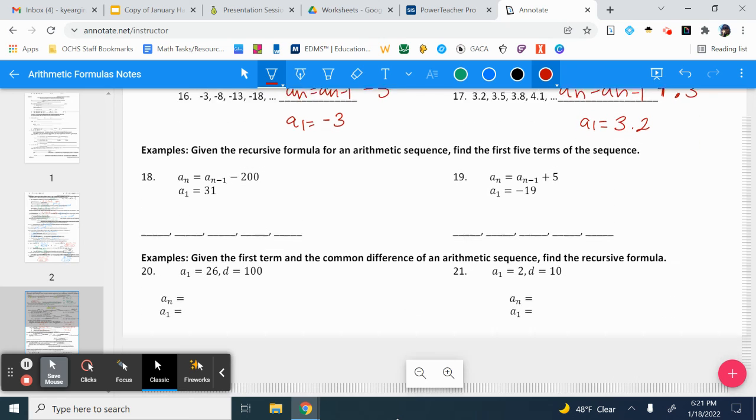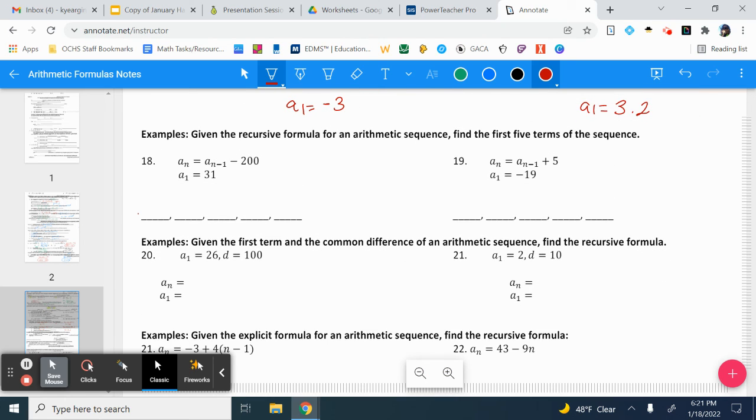The next part is simply asking us to list the first 5 terms. This should be pretty simple. My first term is given to me, so 31, and then I just have to do what the problem tells me to do. And in this case, it's saying subtract 200, so that should give me negative 169, and I would subtract 200 from that to get negative 369, subtract 200 from that to get negative 569, and subtract 200 from that to get negative 769.